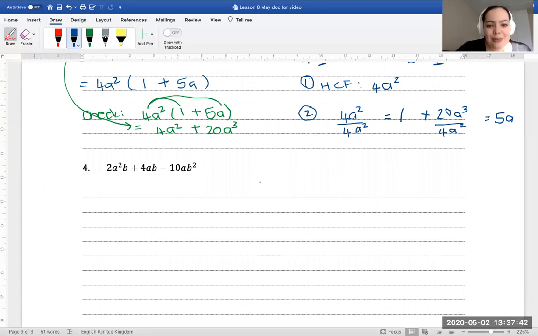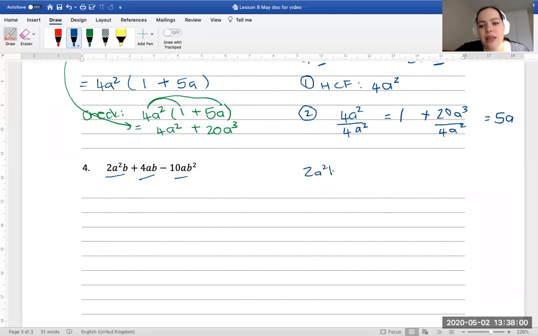Now, what's special about this one? Well, how many terms do we have? 1, 2, 3. So whereas up until now we've been dealing with only 2 terms, now we're dealing with 3 terms. But here's the thing, nothing changes. Okay, so let's write down the terms we're dealing with.